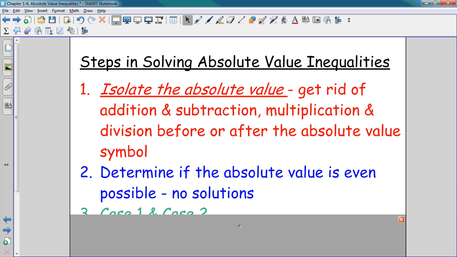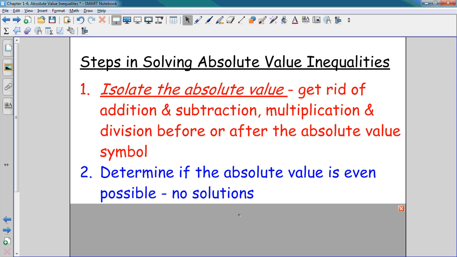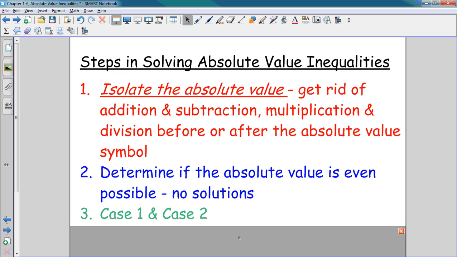Step 2. Determine if the absolute value is even possible. Remember when we did absolute value equations and we got a negative answer? When we isolated, for instance, the absolute value of 3x minus 4 equals negative 3, that's not even possible because you can't have an absolute value be negative. So before you go ahead and do a bunch of work, determine if it's even possible to solve the inequality.